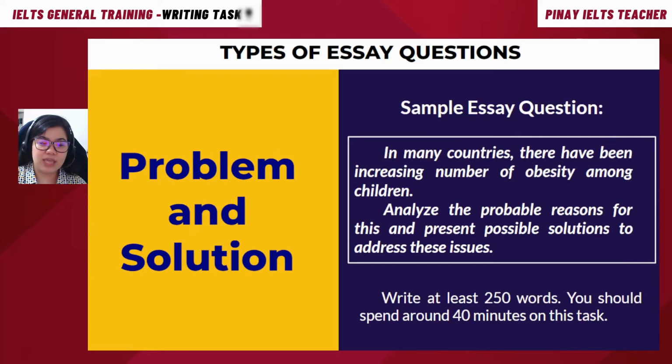Now let's go to the third type, problem and solution. Example, in many countries, there has been an increasing number of obesity among children. Analyze the probable reasons for this and present possible solutions to address the issues. So it says, what are the reasons and what are the solutions? So it's the same as saying, what is the problem or what are the problems? What are the solutions? So guys, no matter what kind of vocabulary they use, you have to have a general understanding of what the essay is asking you to do. So the fact that it's saying, what do you think are the reasons for this problem, or what are the solutions, you already know that it's a problem and solution type of essay.